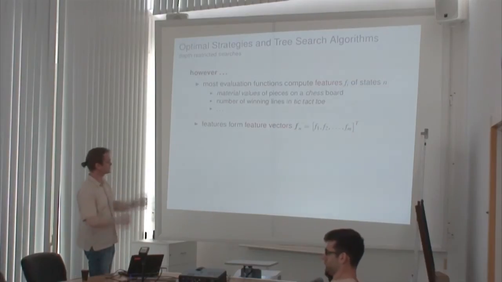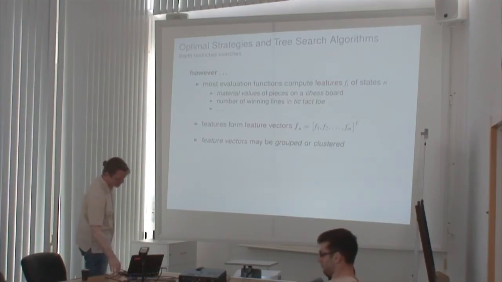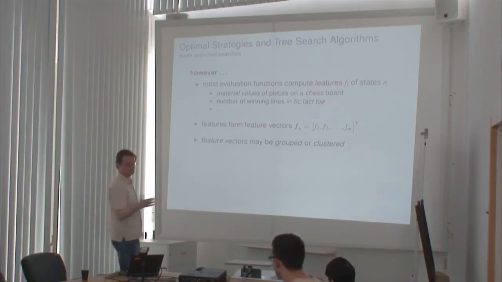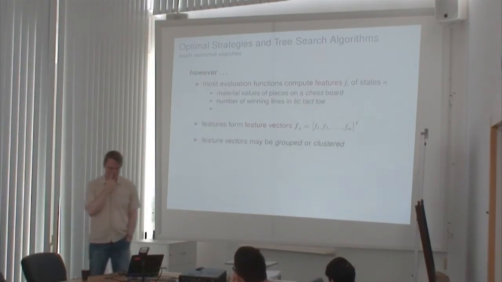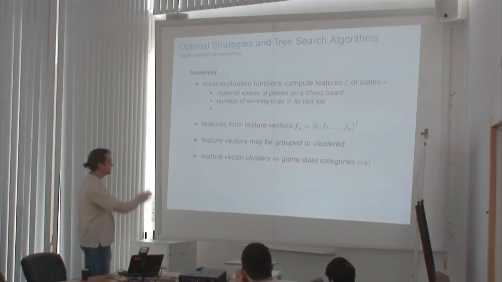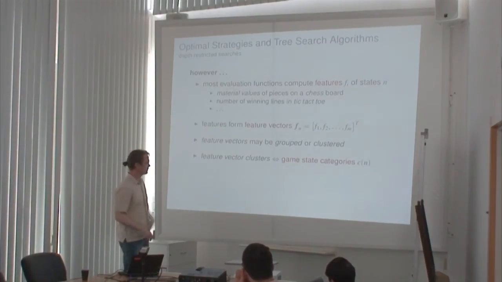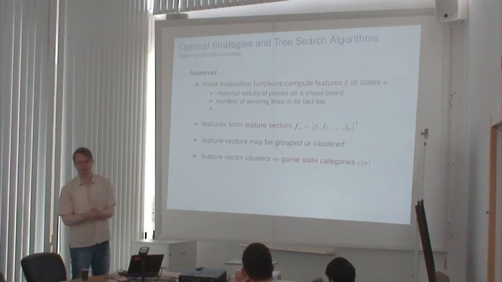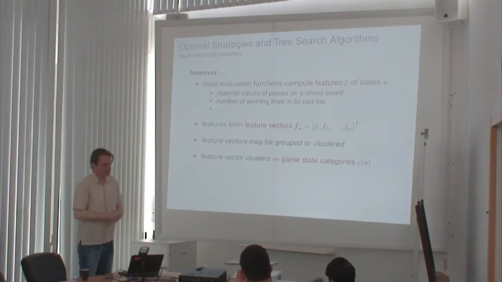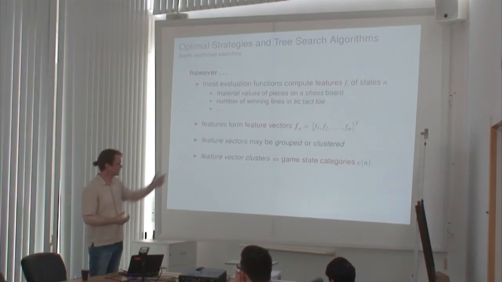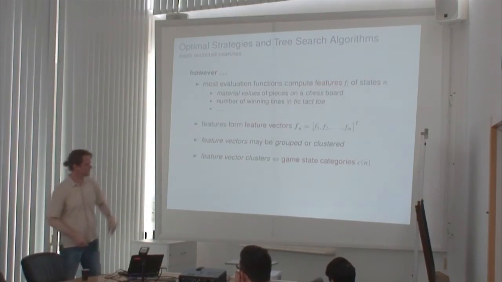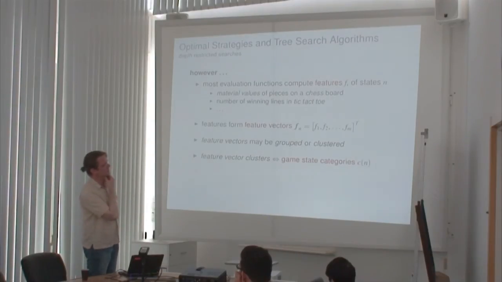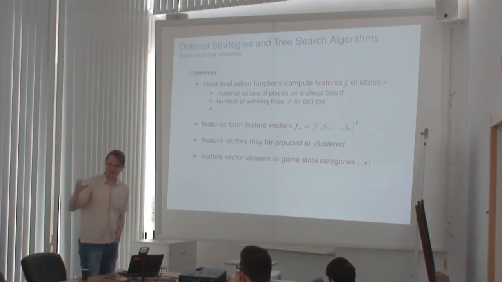Right. Once we have feature vectors, we are in the realm of statistical pattern recognition, because now we can group or cluster them. We can run clustering algorithms to cluster feature vectors, and that provides us with categories or clusters of feature vectors which correspond to groups of game states. Right. Different game states may look different, but with respect to their features, they are very similar. We can therefore cluster them. Let's call these categories C. If we're in a certain game state N, we want to evaluate it. We first realize this game state N belongs to category C.